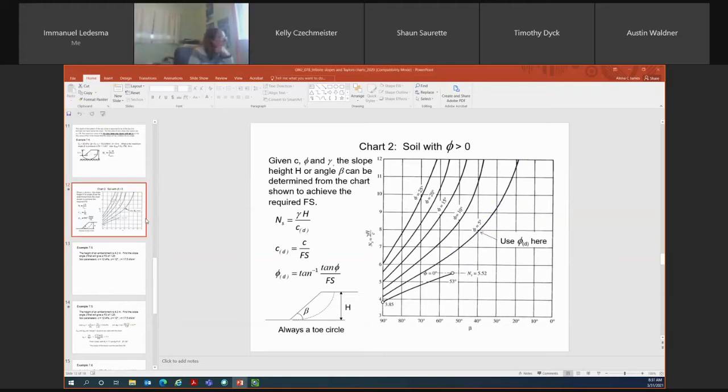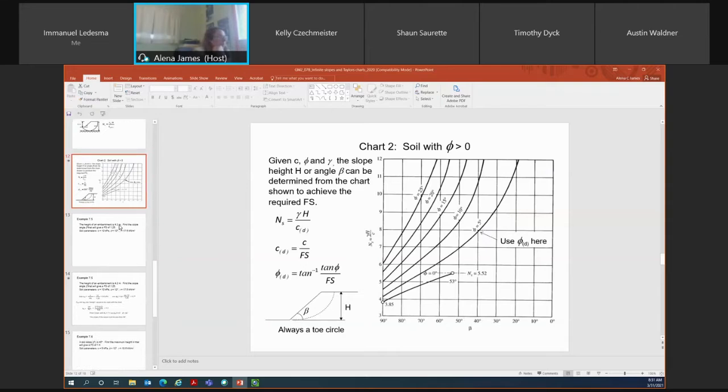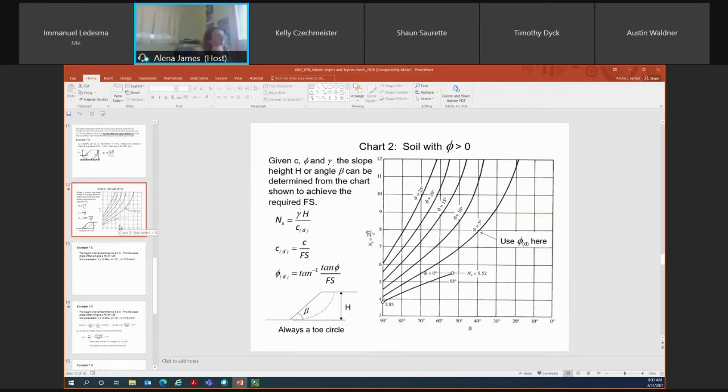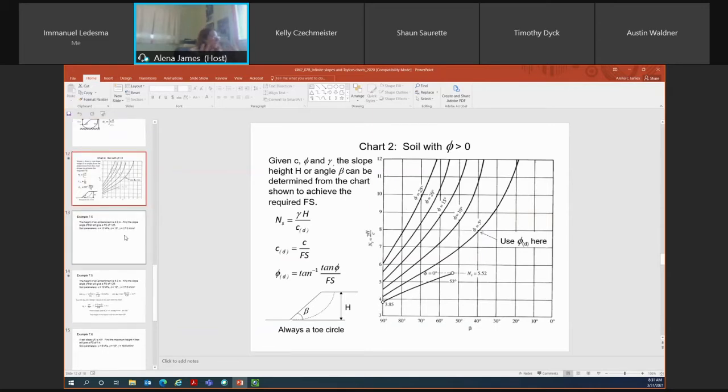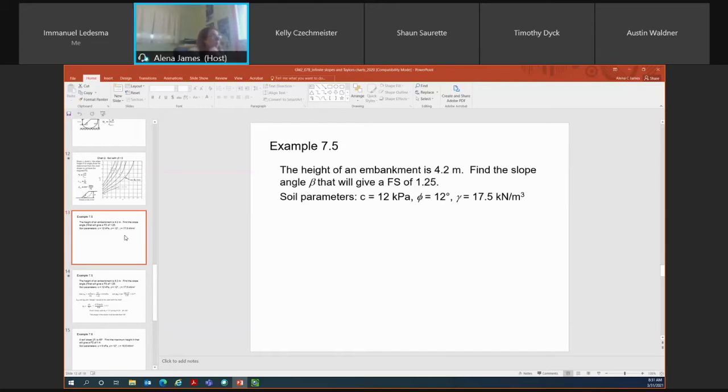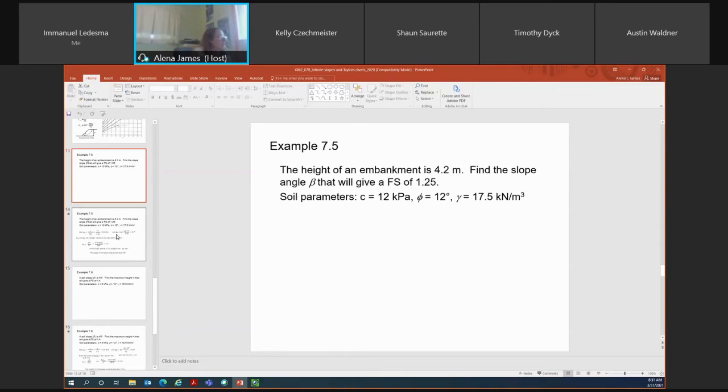So we're going to work through an example problem using this second Taylor's chart, when you have a friction angle greater than 0 and you're provided with a cohesion value. There is another example problem that you can work through on your own that's very similar to the example problem that we just worked through, where it's asking you to calculate your maximum slope angle. It's example problem 7.5. It's asking you to calculate what your maximum slope angle beta would be if you have an embankment height of 4.2 and a factor of safety of 1.25. You can work through that on your own. The process is identical to the example problem that I just worked through.